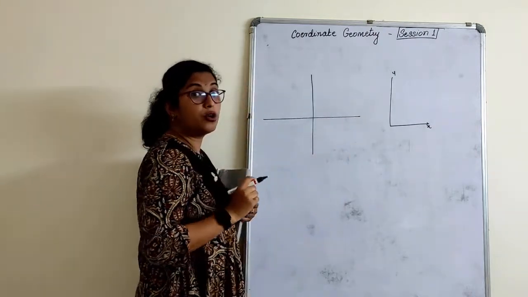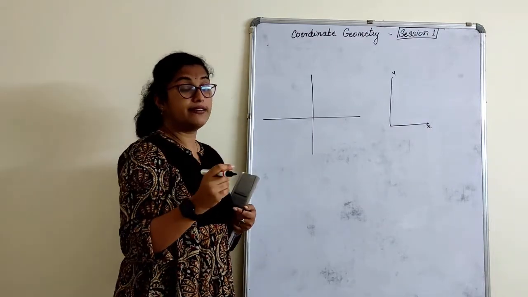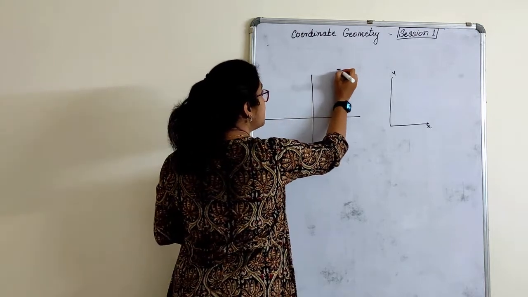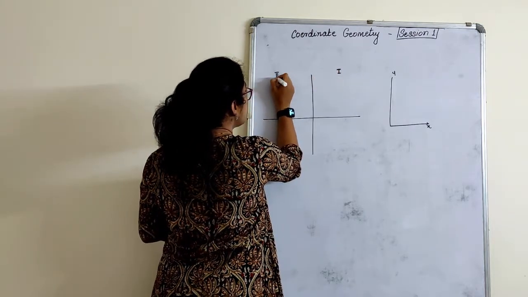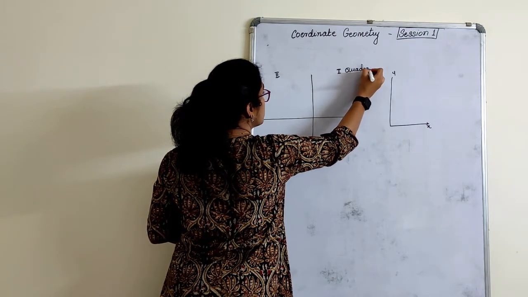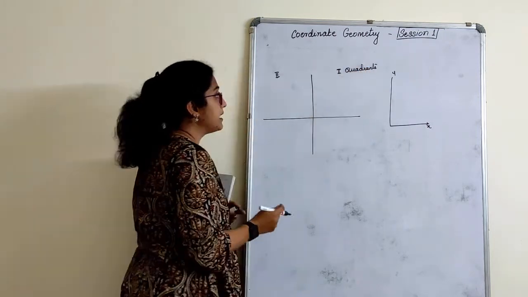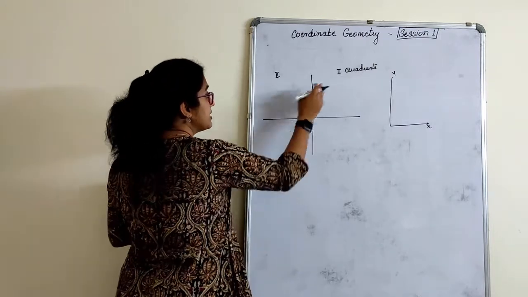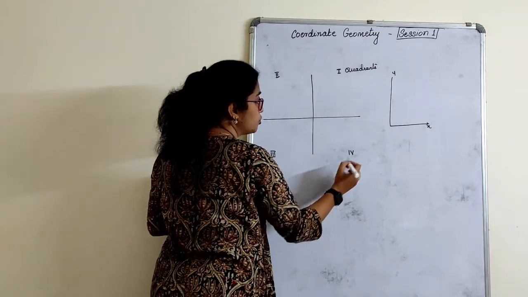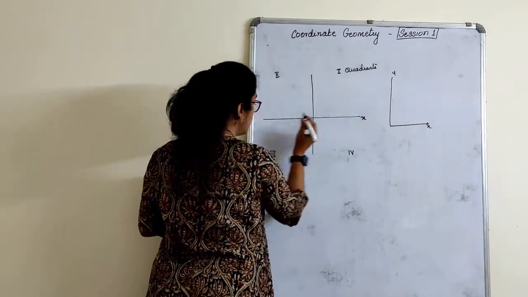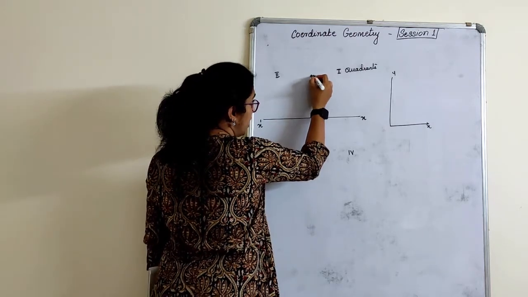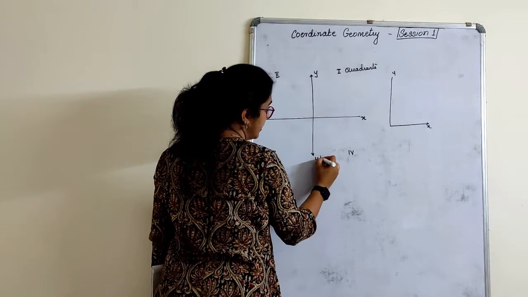It has 4 quadrants, and those 4 quadrants are read anti-clockwise. That is, this is the first quadrant, second quadrant. So this Cartesian plane is divided into 4 quadrants: first, second, third and fourth quadrant. This is the x-axis, and this is the y-axis.